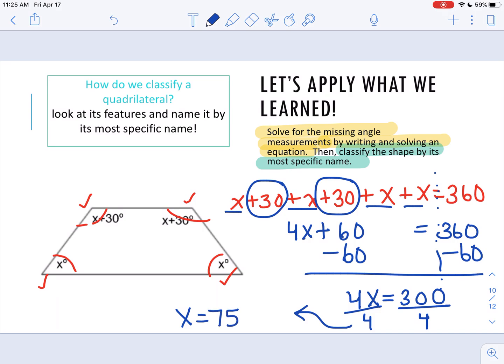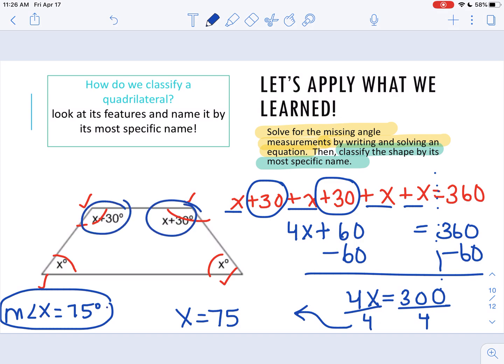Okay, 75. So the measurement of angle x is equal to 75 degrees. I circle my answer here. If I wanted to get fancy, I could also solve for these missing measurements by plugging in x for 75 degrees. But I'm going to stop here for now because we've just solved for the missing angle measurement.